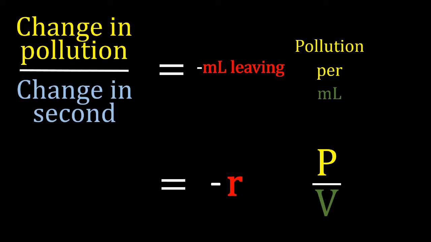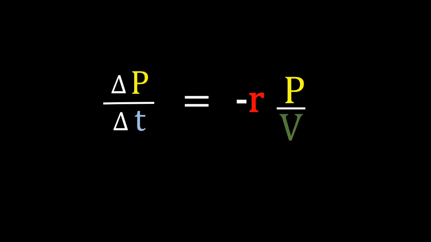The concentration drops the next second when we repeat the same thing. So second by second, the concentration itself is going to change. Because we're dealing with discrete steps, we get our difference equation, delta P divided by delta T is equal to negative R times P divided by V.